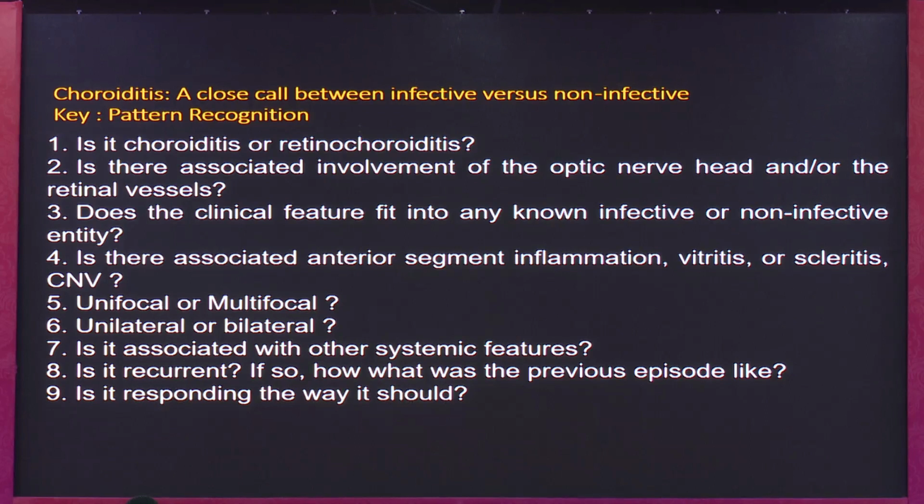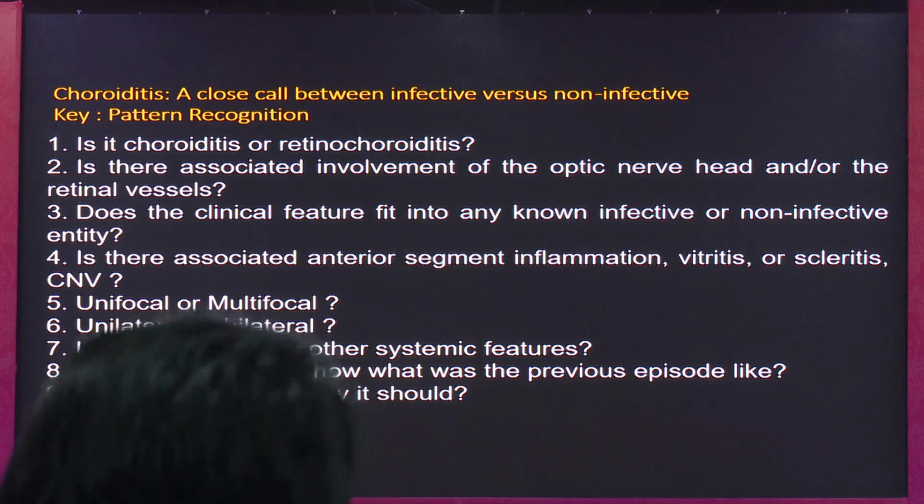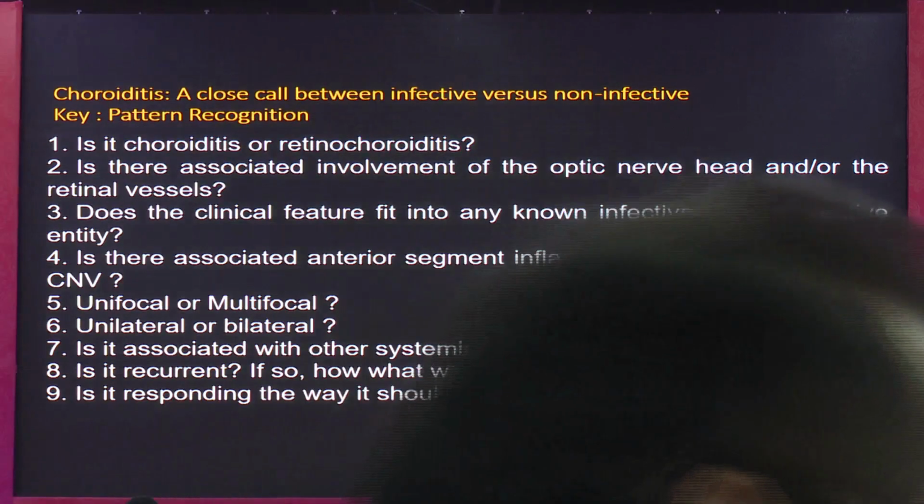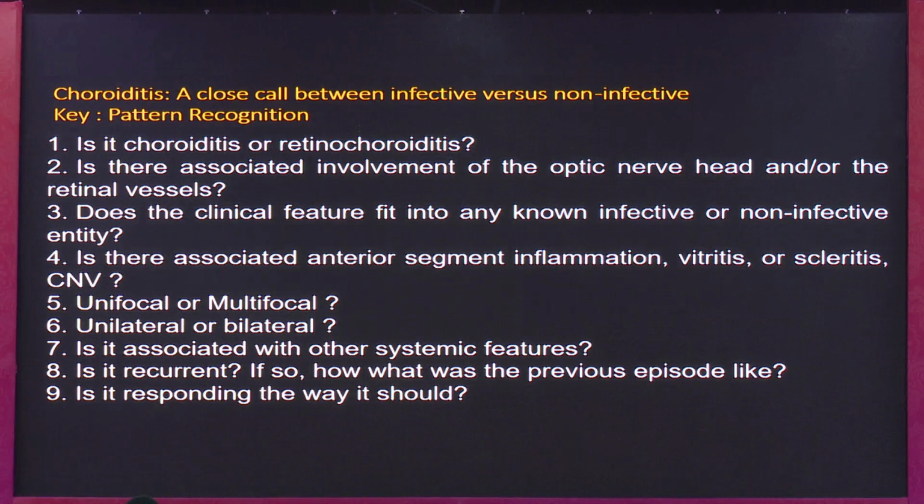So I think it's important to answer a few questions to yourself, and they include: first, see the pattern recognition. That is of utmost importance, and all my cases will highlight how to be a good clinician. Is it choroiditis or is it retinochoroiditis? Is there any associated involvement of the optic nerve head or retinal vessels? Does the clinical feature fit into something you know of?